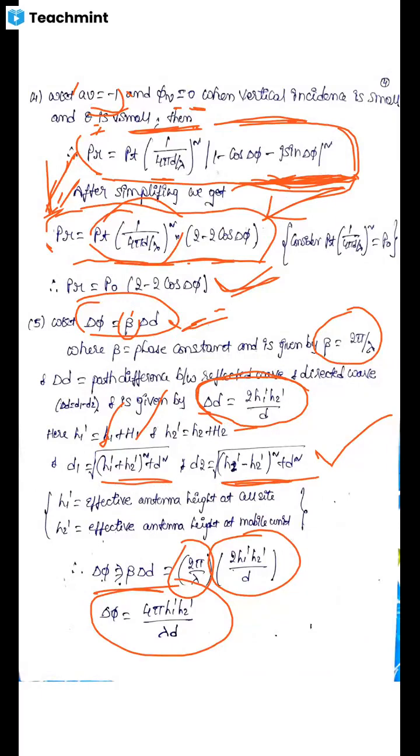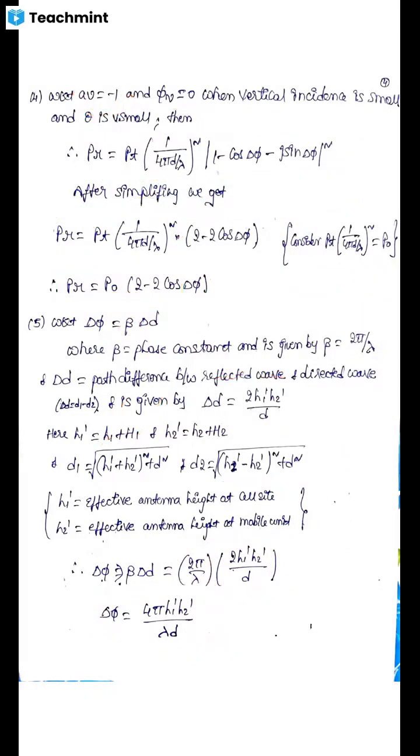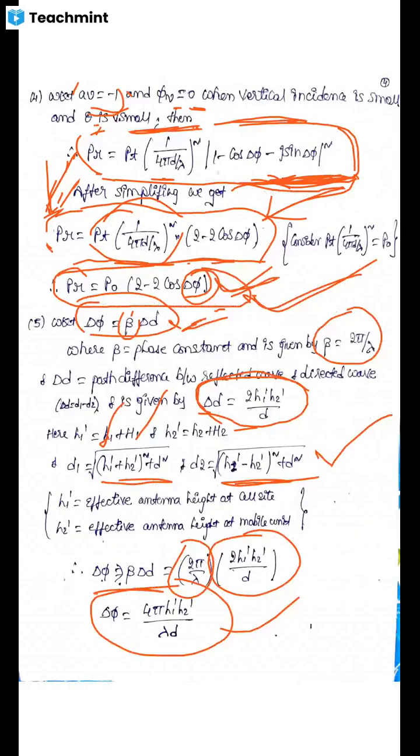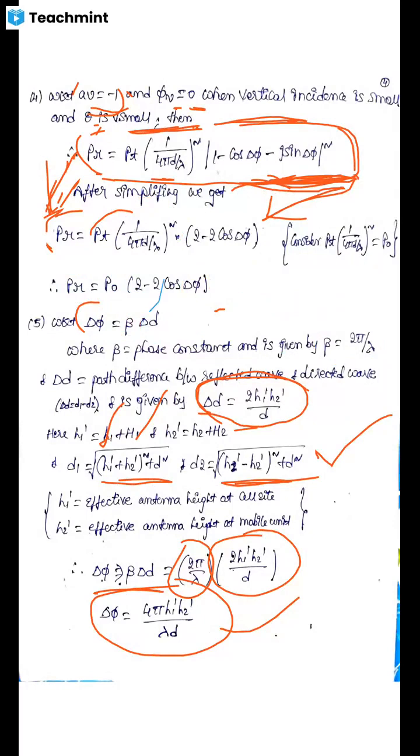And the expression I had got is received power PR is equal to P naught into 2 minus 2 cos del phi. This is the final received power expression. And del phi is equal to 4 pi h1 dash h2 dash by lambda d. Okay, this is the expression. Now further I will take the received power expression, PR is equal to P naught into 2 minus 2 cos del phi, the expression I had got after simplifying. I am taking this expression.